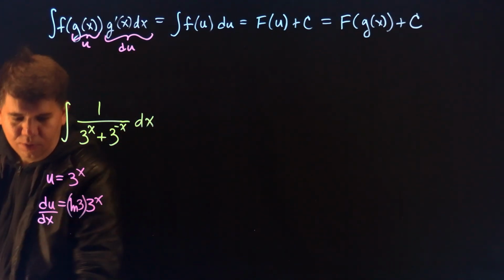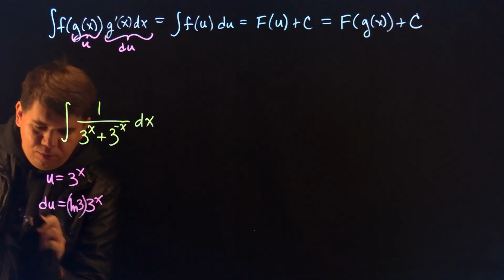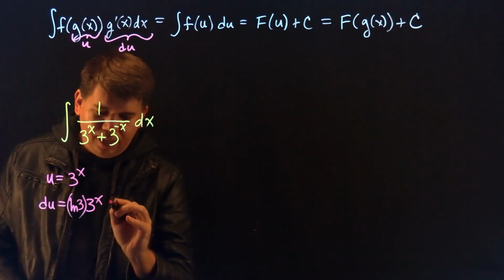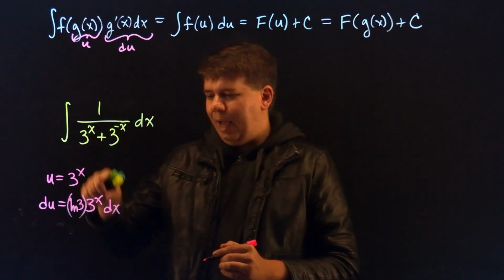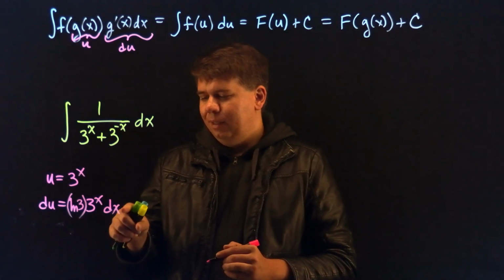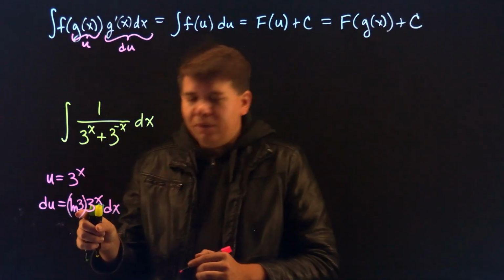So what is du? Well, du is just, move that dx to the other side, ln of 3 times 3 to the x dx. And nowhere do I have a 3 to the x dx, or ln of 3 times 3 to the x dx. I mean, ln of 3 is just a constant.